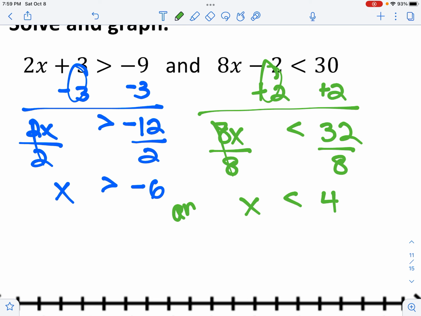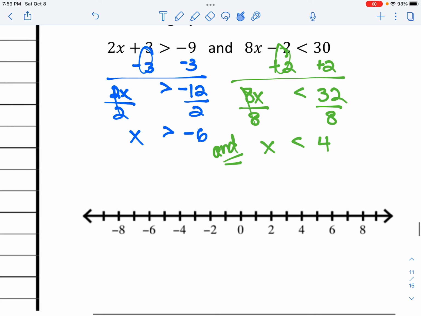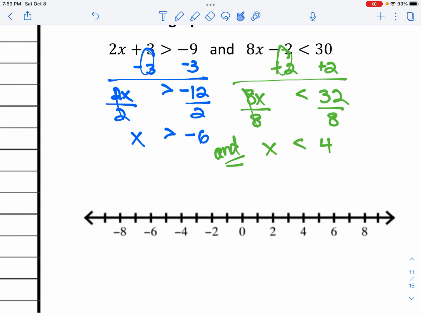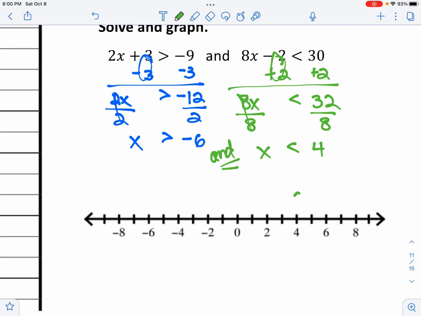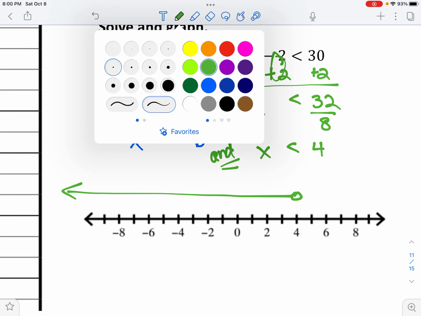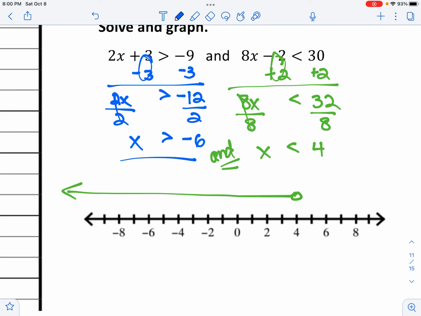And this is an and problem. So that means we need to put both of them where we want to really just graph where they overlap. So I'm going to write this above because I know my final answer is going to be a little bit different. So this is where x is less than 4, everything this way, right? There's 4 and everything less than. And then the other part says here that x is greater than negative 6. So I should do it up above here. Here's negative 6 and everything greater than that.